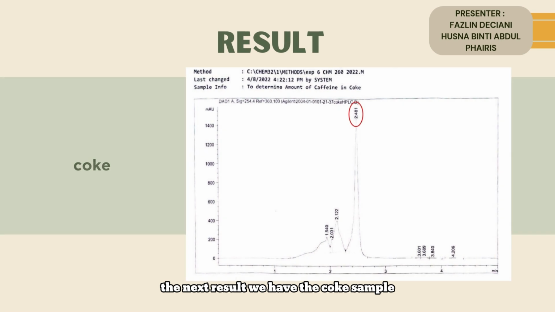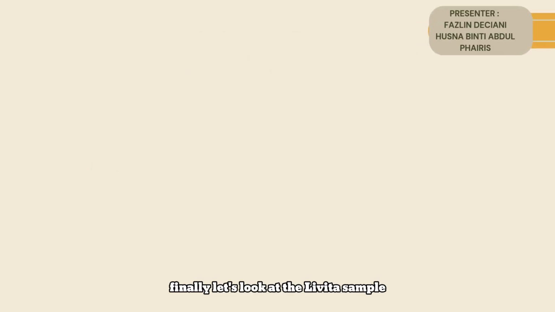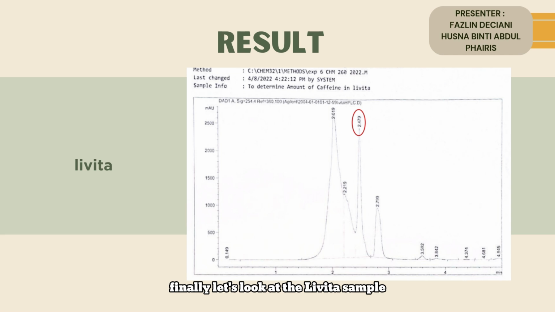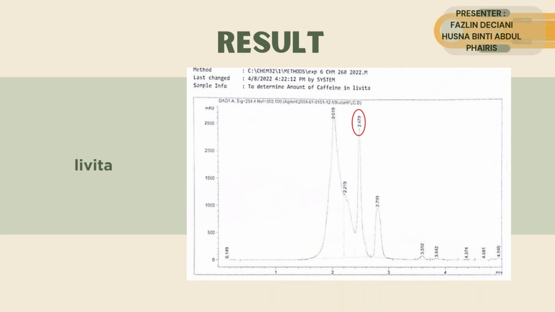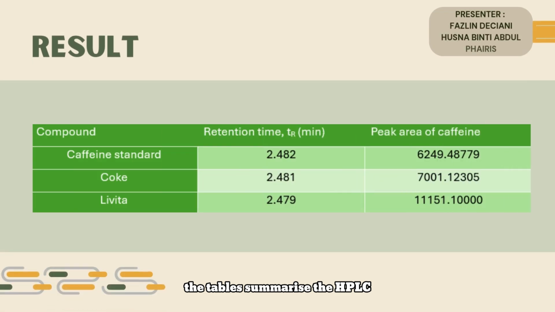The next result, we have the Coke sample. Again, we see a prominent caffeine peak, which is the fourth peak that I have circled. However, there are also other peaks present, indicating the presence of other compounds in the Coke. This is expected as Coke contains more than just caffeine. Finally, let's look at the Levita sample. Similar to the Coke sample, we observe a main caffeine peak, which is the fourth peak, along with other peaks representing other components.